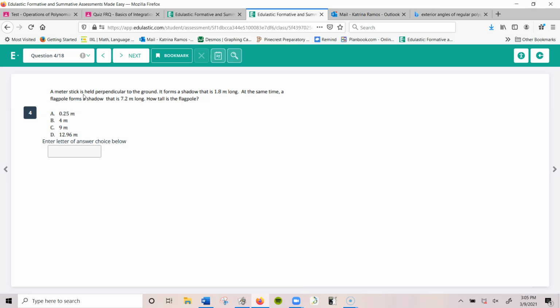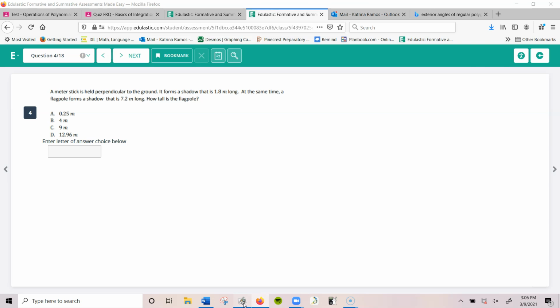Here we have a meter stick is held perpendicular to the ground. It forms a shadow that is 1.8 meters long. At the same time, a flagpole forms a shadow that is 7.2 meters long. How tall is the flagpole?